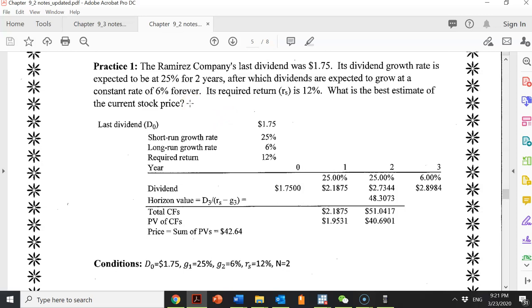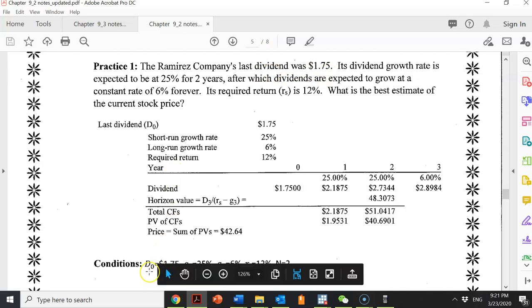Okay, if you are ready, if you have worked on these 3 questions on your own, let's look at the solutions now. Practice 1, we have a firm that has a last dividend of 1.75. Last dividend, again, should be D0.